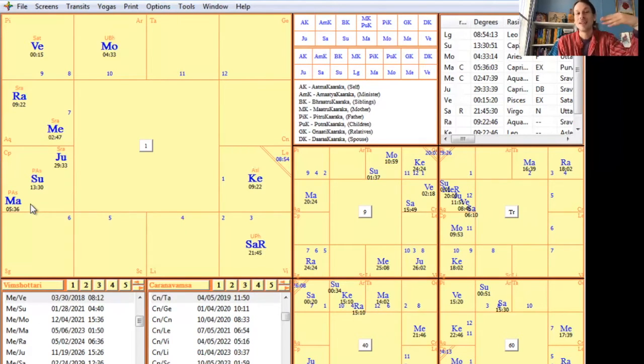Oh, all the stellium of planets is in the sixth house, an upachaya, a house that grows and increases over time. We have seen this to be the case for Bitcoin.